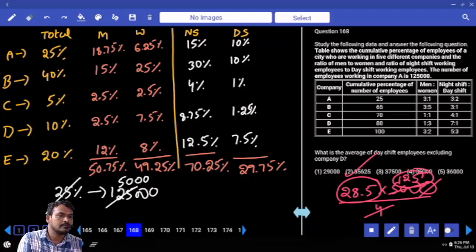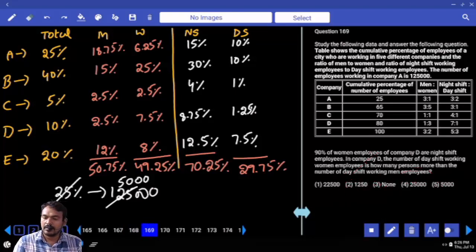Second option. Next, 169. 90% of the women employees of company D are night shift employees. In company D, the number of day shift working women employees is how many persons more than the number of day shift working men employees?